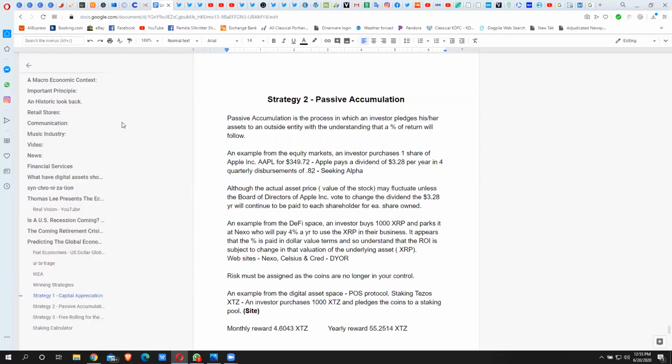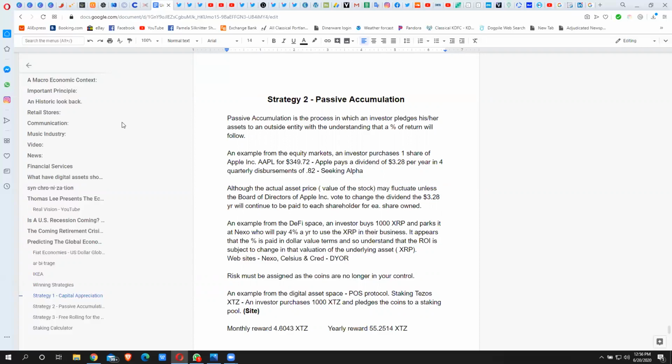Although the actual asset price, which is the value of that underlying Apple stock, may fluctuate on a day-to-day basis, unless the board of directors of Apple vote to change the dividend of $3.28 a year, they will continue to pay each shareholder for each share owned that amount of money.